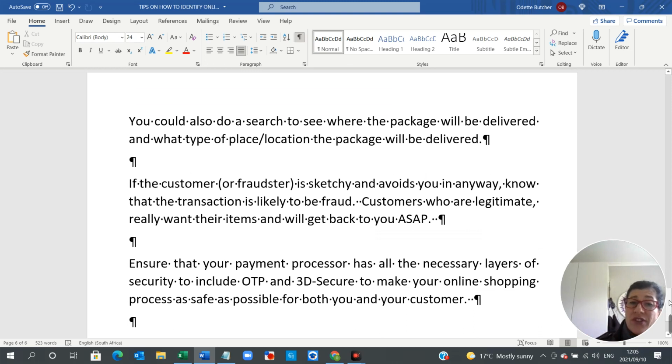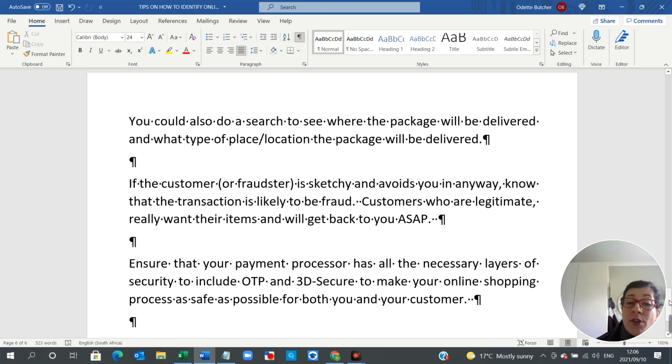You could also do a search to see where the package will be delivered and what type of place or location the package will be delivered to. See maybe if the postal code has been blacklisted. That would be interesting as well, and a courier company could help you with that. If the customer or fraudster is sketchy and avoids you in any way, know that the transaction is likely to be fraud. Customers who are legitimate really want their items and will get back to you ASAP.